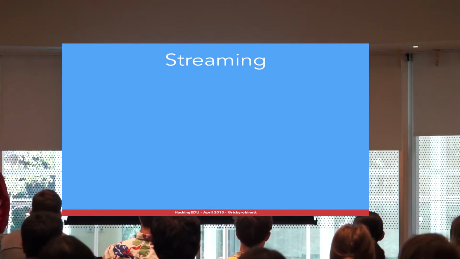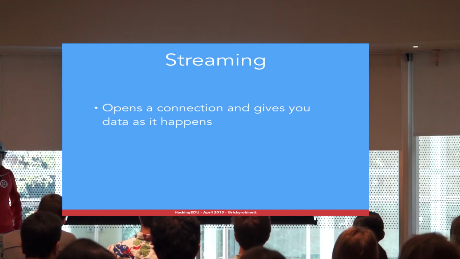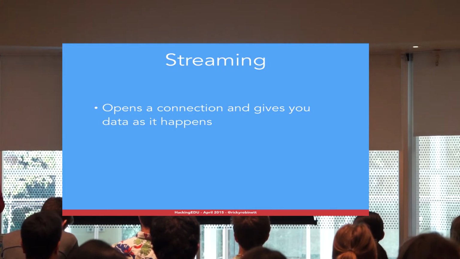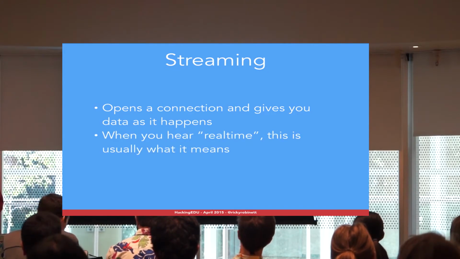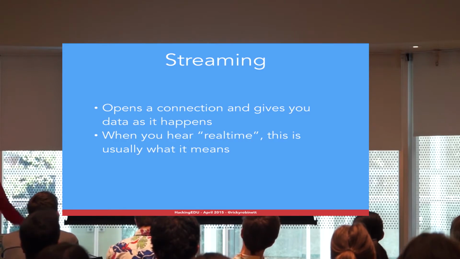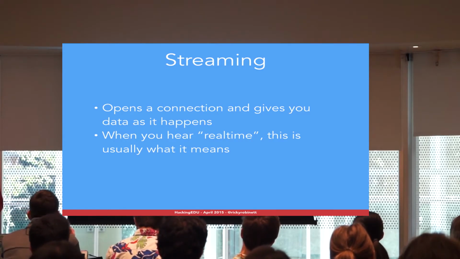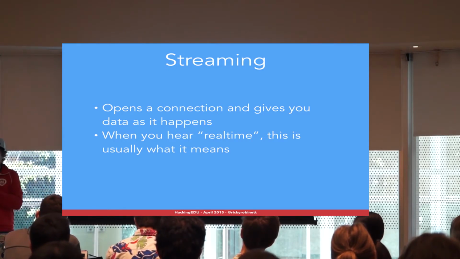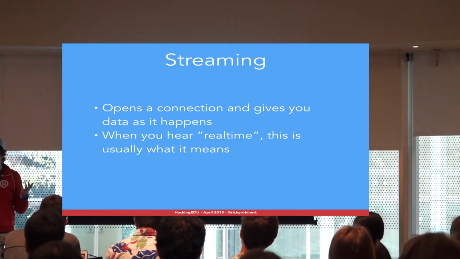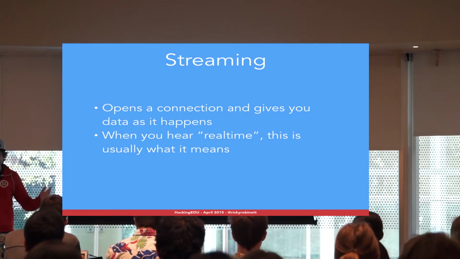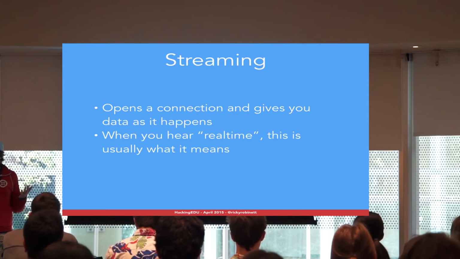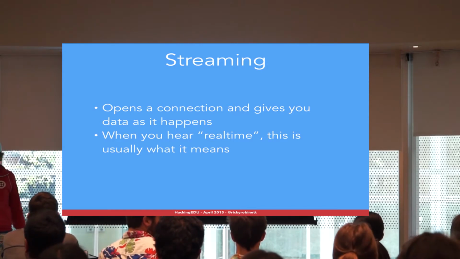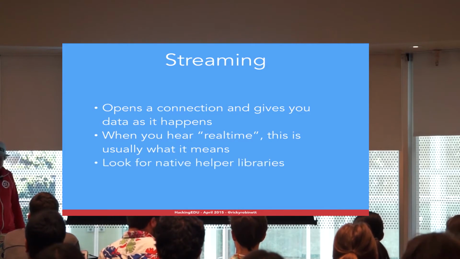And then lastly, streaming APIs. It opens a connection and gives you data as it happens. So when you hear real time, this is what it usually means. It's a streaming API. The great people from Firebase are here today. Firebase is one of my personal favorite streaming APIs. If you don't know what that means, go to the Firebase talk. Hopefully it's not happening right now. I think it's happening next, and you'll find out what it means.